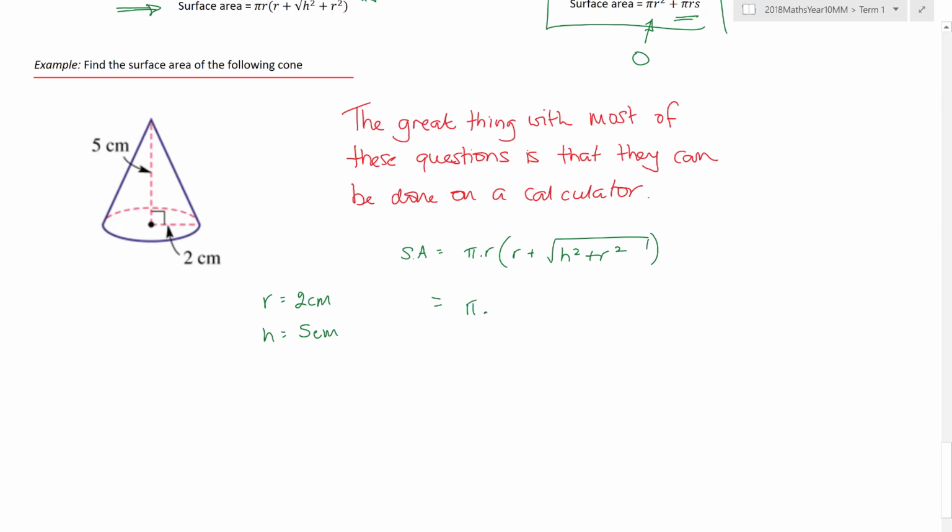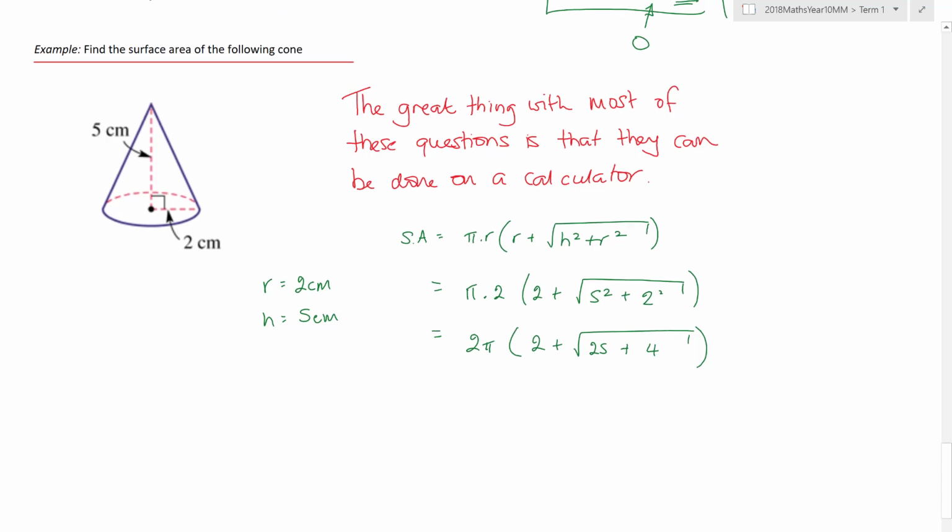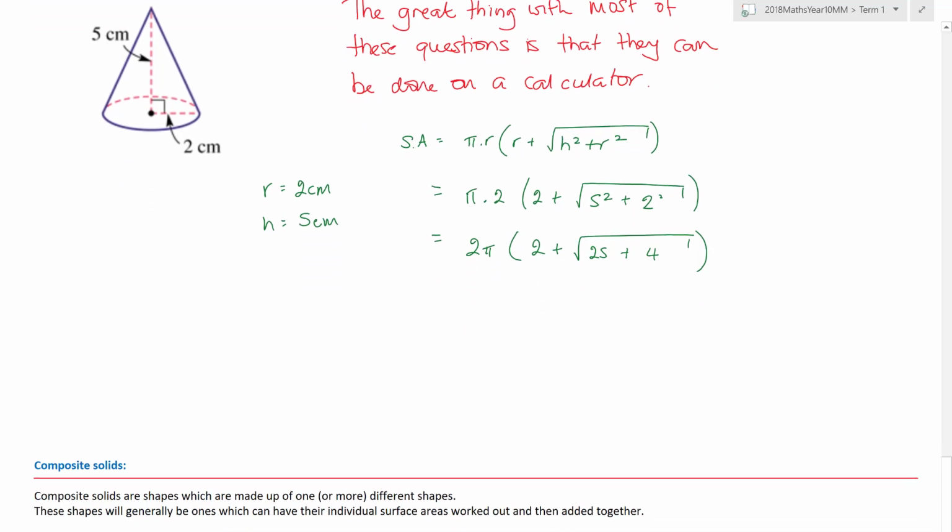So pi times 2, brackets 2, plus the square root of 5 squared, plus r squared is 2 squared, close brackets, which equals 2 pi times 2 plus 5 squared is 25 plus 2 squared is 4. Now notice how I'm breaking down the question line by line. I'm trying to do bits at a time, which is 2 times pi times 2 plus 25 plus 4 is 29, so it becomes root 29. Now, that is where I'm going to leave it.